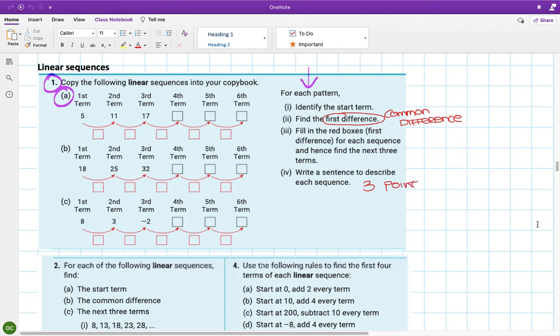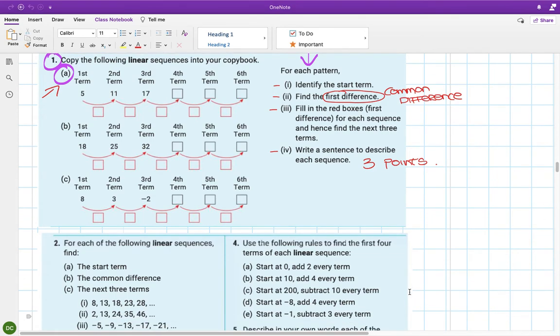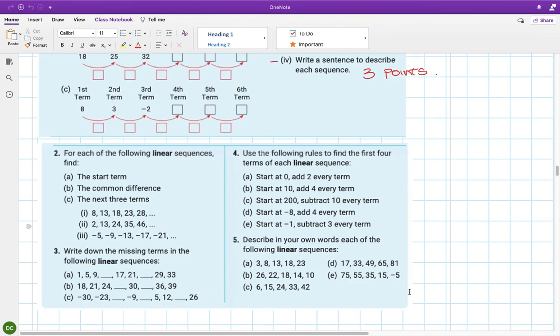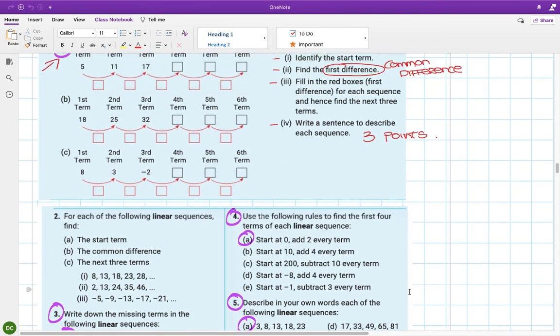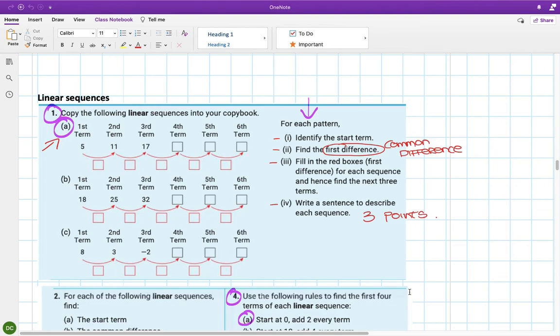Okay, so I want you to do part 1, 2, 3, 4, just for the first sequence. Yeah? I want you to do 3A. I want you to do 4A, and I want you to do 5A. Okay, so 4 questions there for homework, and that's due for Wednesday.